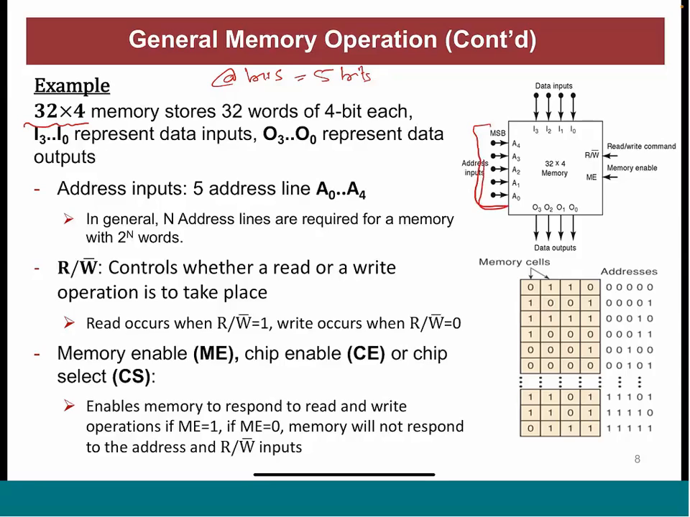This is the address. And then, of course, we have the read-write command. We have the chip enable, we call it here memory enable. And the memory that I put here has a data input bus and a data output bus. So we have 4 bits, because the size of each memory location is 4 bits. So each one is 4 bits. Is this clear? Right. I think I talked about all this stuff here. Read-write. If read-write is 1, then it's a read operation.